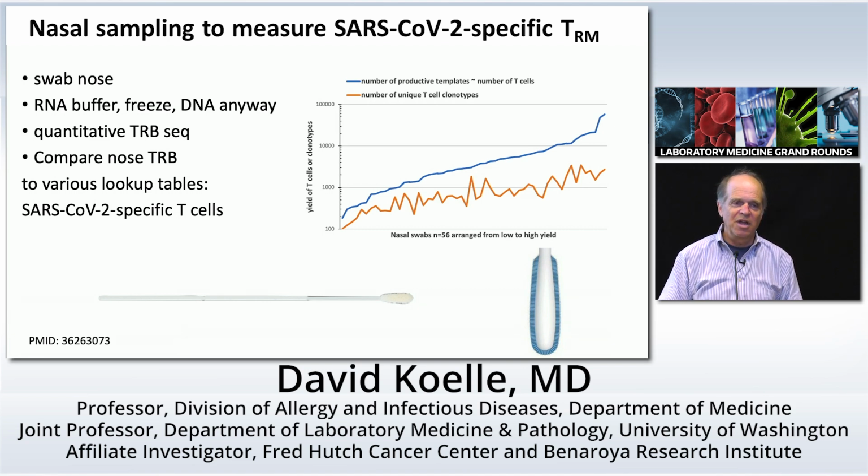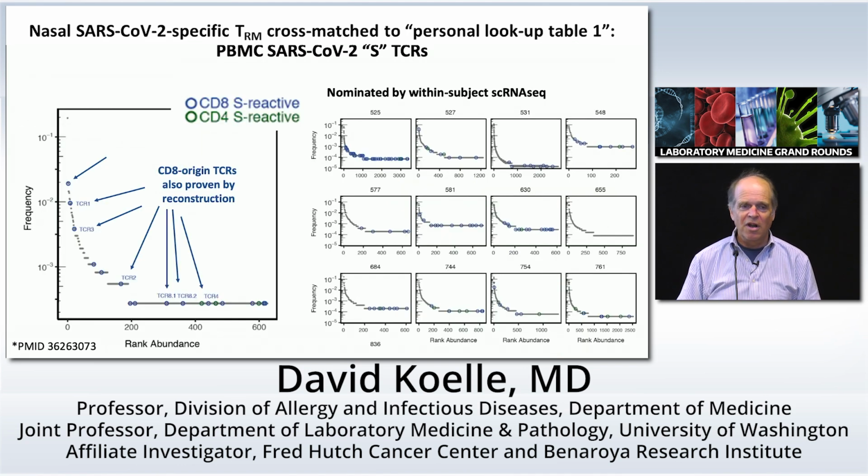But we were able to get T cell receptor sequences off of these samples. And when we correlate this with a couple of different lookup tables, yes, the T cells are there. In this particular case, this is the patient that we made 6 individual artificial T cells from. The T cell receptor sequences in their nasal swabs are ranked from the most abundant to the least abundant. There were actually 600 different T cells recovered from this person's nose.